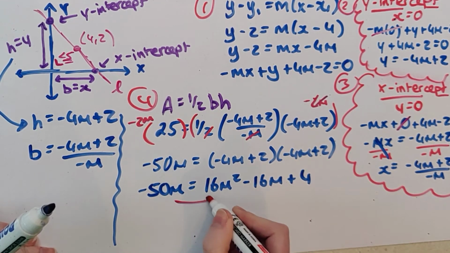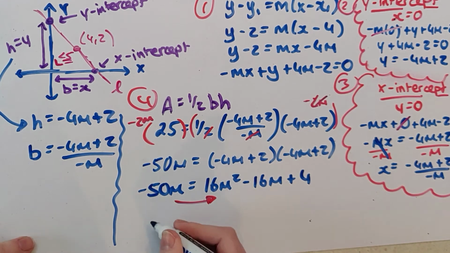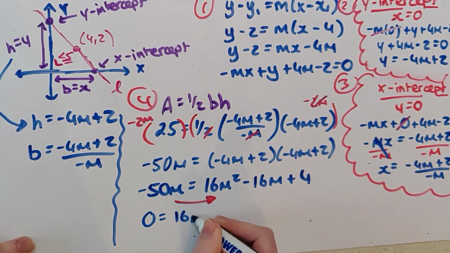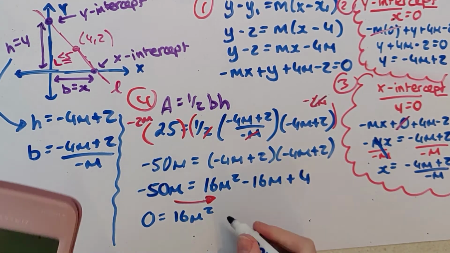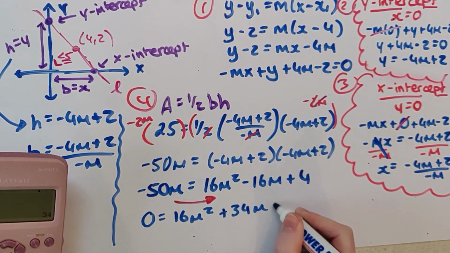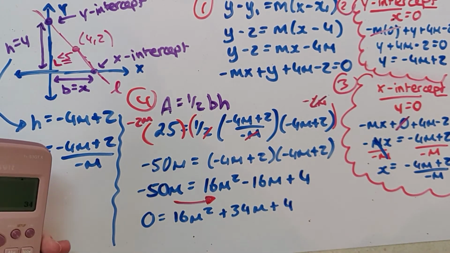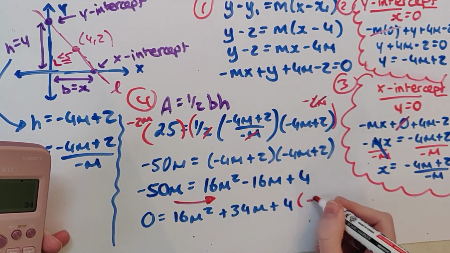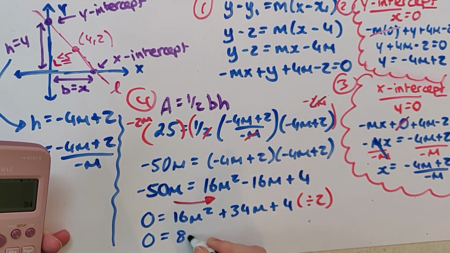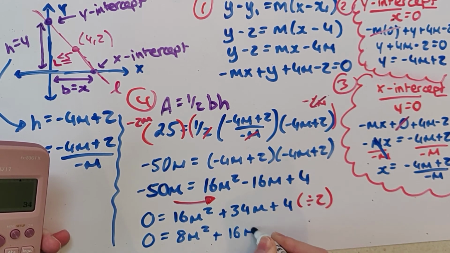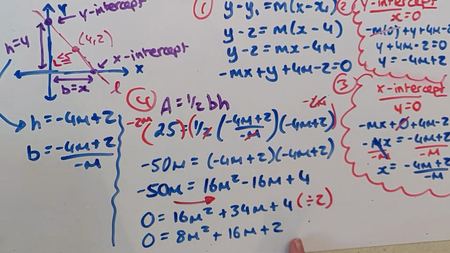So I'm going to bring this 50m over and it's going to become a plus, which means now I have 0 is equal to 16m squared, 50m minus 16m plus 34m plus 4. Now the next thing I can see is I can divide everything here by 2. So I'm going to divide everything by 2 and I get 0 is equal to 8m squared plus 16m plus 2. Now I'm going to need to go onto a new board to solve this quadratic, so stay with me.